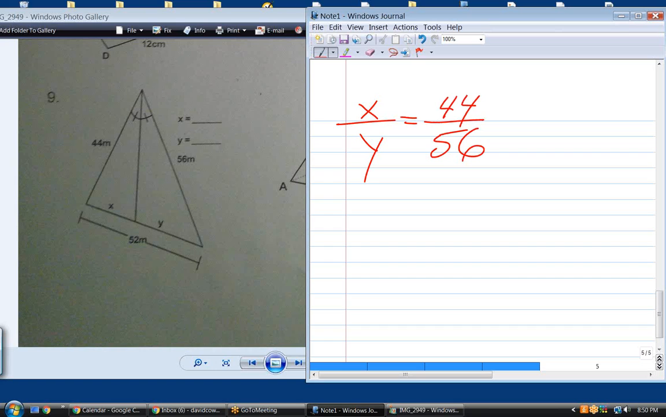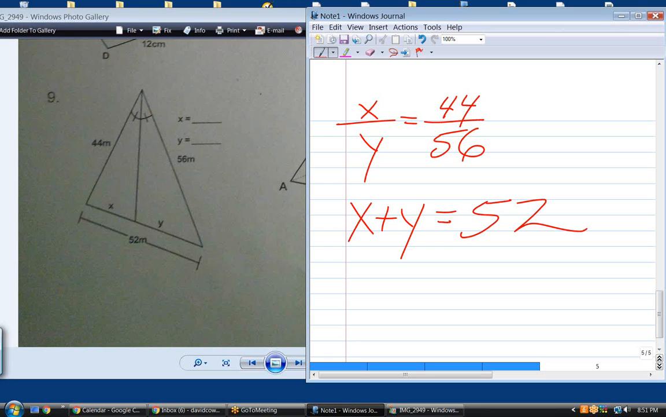There's two variables. I need another equation involving x and y. What other equation can you give me that is involving x and y? You could do x plus y equals 52. Okay. Not a ratio. We don't need a ratio. We just need a second equation. It's totally independent.